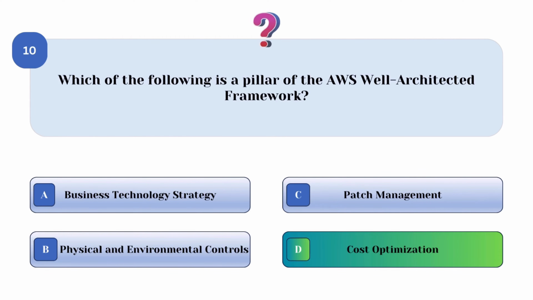Why others are incorrect. Business tech strategy is not a framework pillar. Physical controls are part of AWS responsibilities, not a design principle. Patch management is an operational task, not a design pillar.